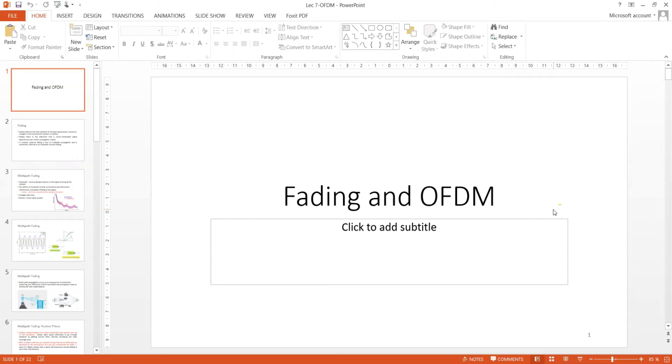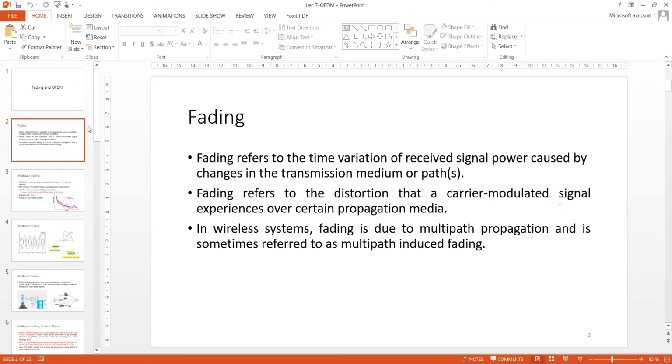Fading, we have discussed previously different types of fading in which we have discussed the path loss of the signal. Now we will discuss something that is commonly referred to as multi-path fading, and we will try to understand what are the problems that are created by multi-path fading and what actually is multi-path fading. And then we will try to understand how we can overcome the problems of multi-path fading with the help of orthogonal frequency division multiplexing. So let's start the lecture.